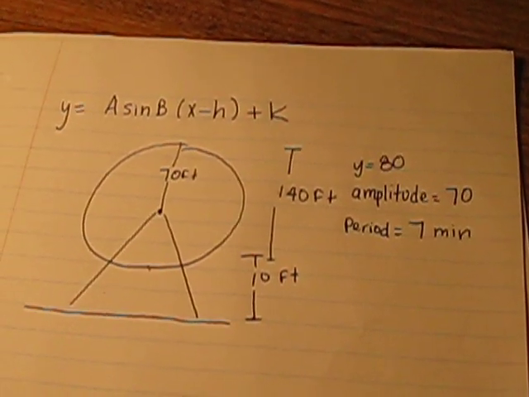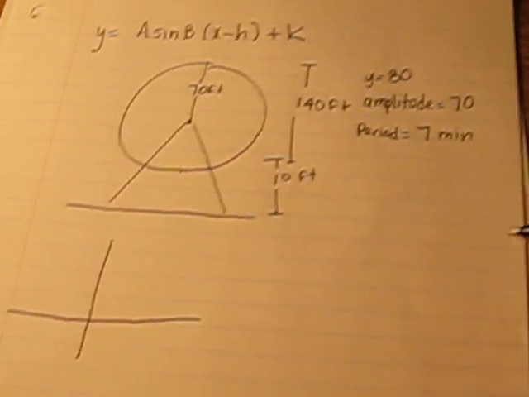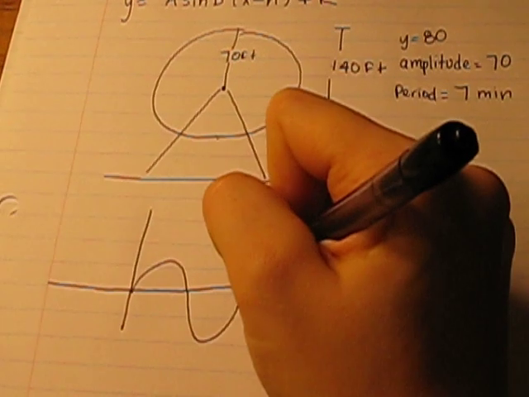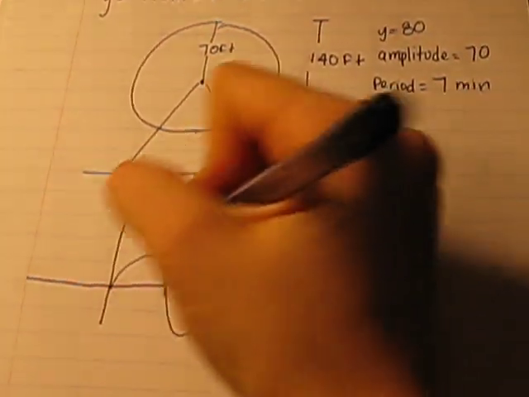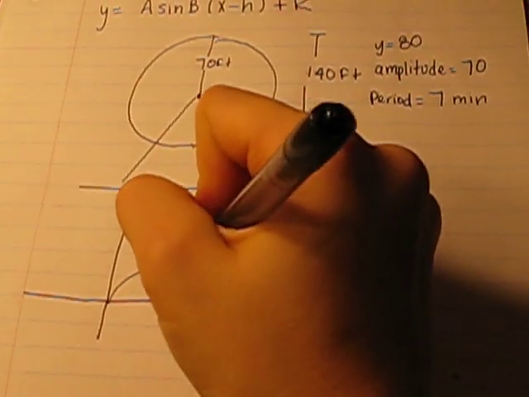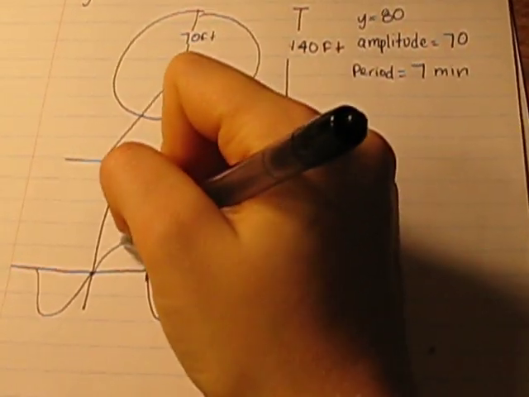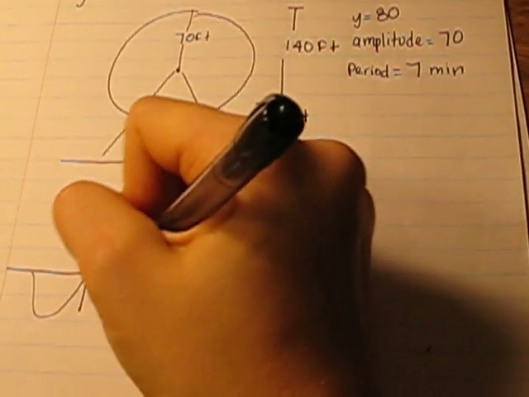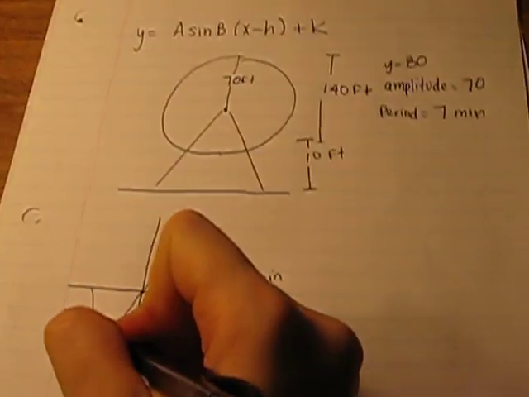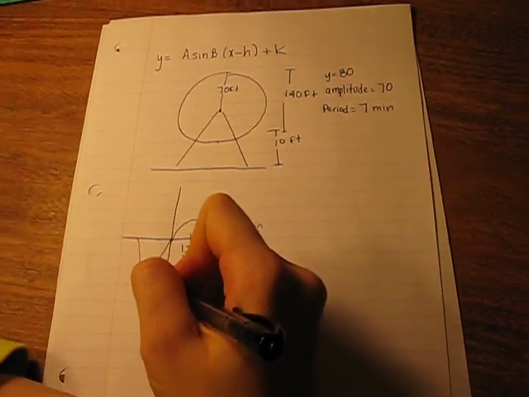So, if we model it as a sine function, we know that the period is 7. So half of the period is 3.5 minutes. And half of that, 1/4 of the cycle, is 1.75 minutes. This point right here represents the lowest point that the person is on the Ferris wheel.